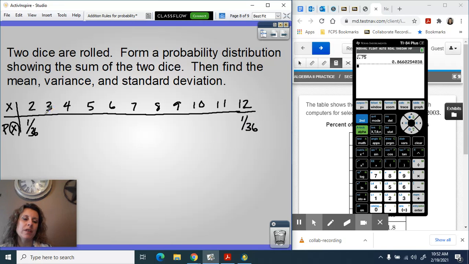But when we move to a sum of 3, we could get a sum of 3 by rolling a 1 and a 2, or a 2 and a 1. So there's actually 2 chances of getting the 3. The 4, we could roll a 1 and a 3, a 3 and a 1, or a 2 and a 2. So there are 3 chances out of 36. The 5: 1 and a 4, 4 and a 1, 2 and a 3, 3 and a 2. So there are 4 chances.